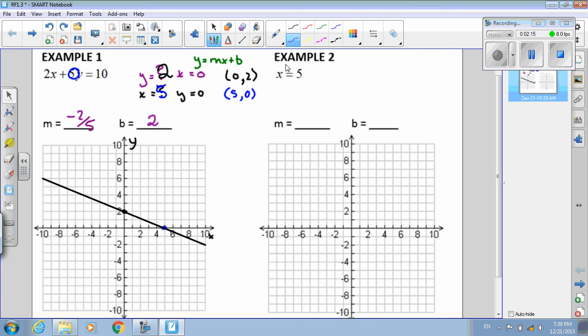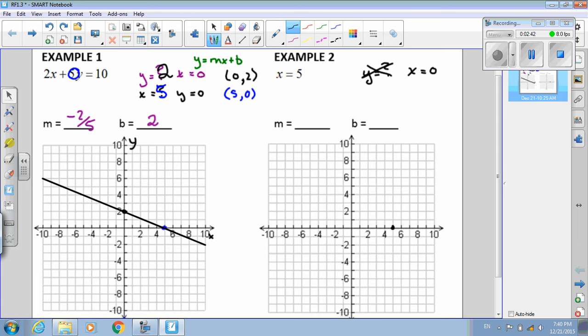Now for the second example, it's a little different. You proceed in the same manner. What is the value of y if x is 0? Well, in this case, x will never be 0. So there is no y-intercept. There's only an x-intercept at 5, and x is always 5.